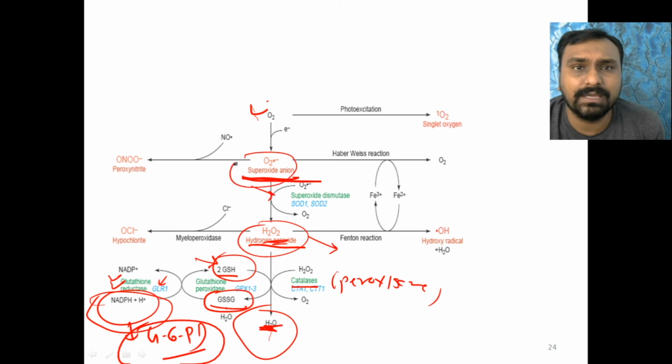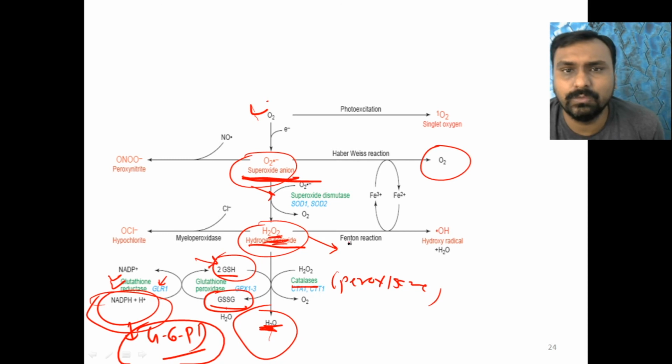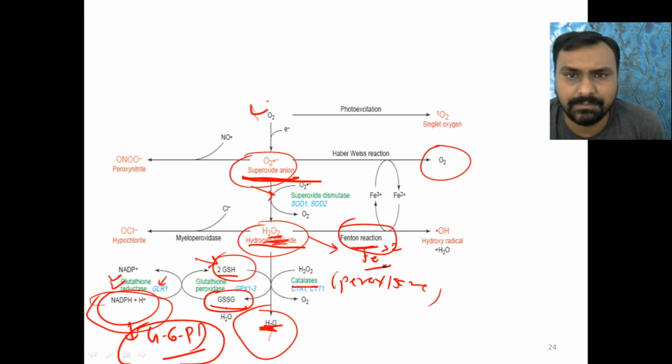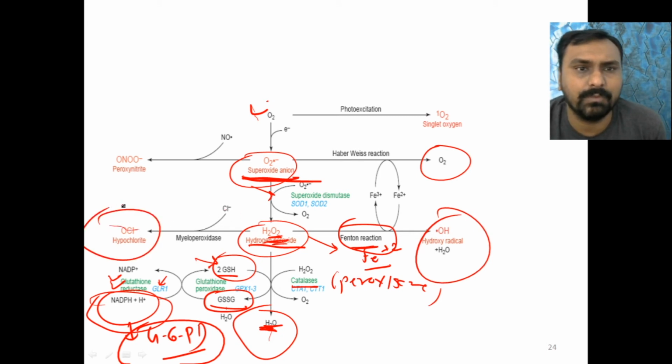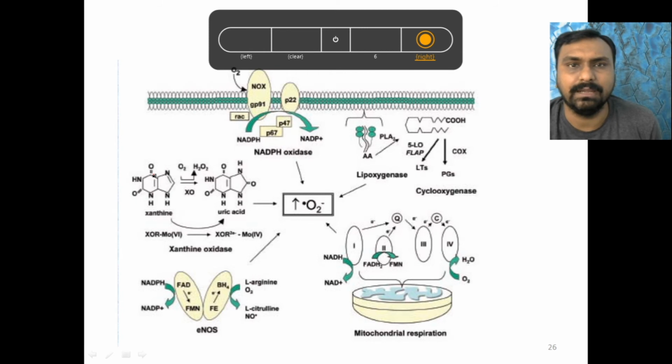And this superoxide radical in the Haber-Weiss reaction produces oxygen, right? And this H2O2 reacts with Fe2+ and forms the hydroxyl radical. And H2O2 reacts with chloride and forms hypochlorite. So these are all the different reactions of the free radical.